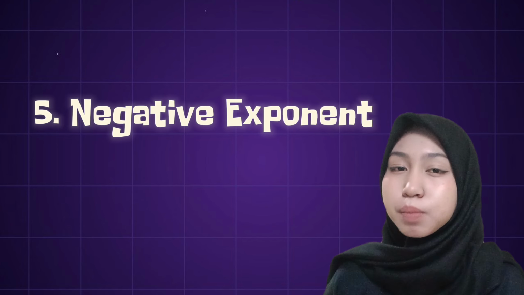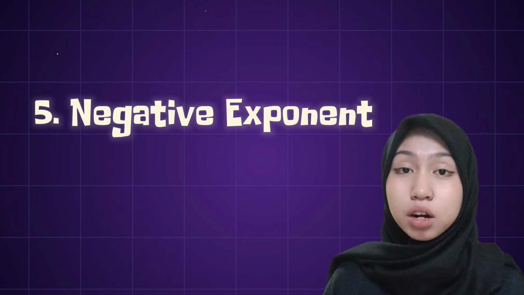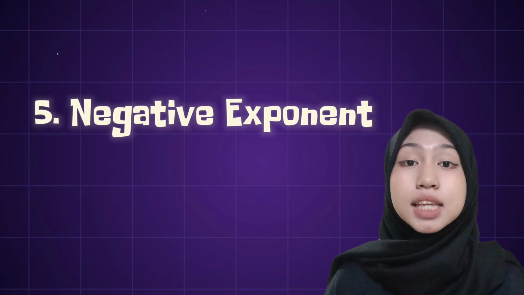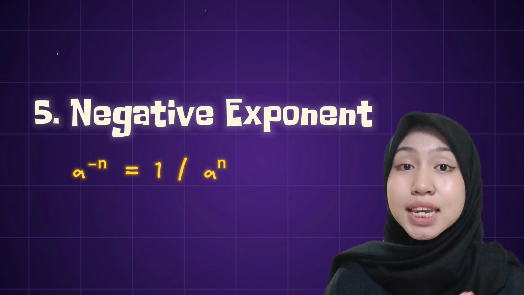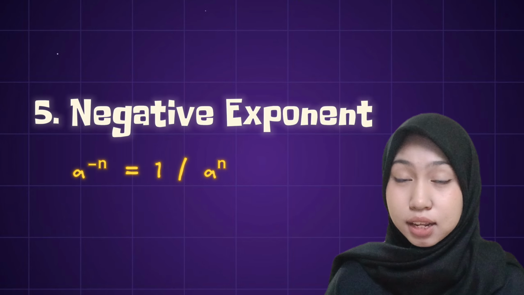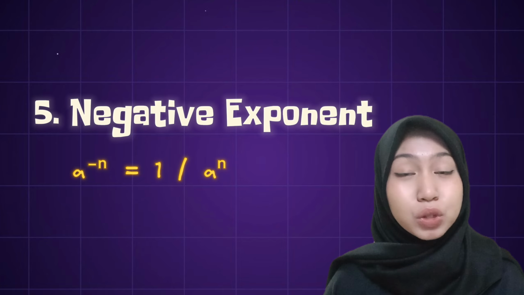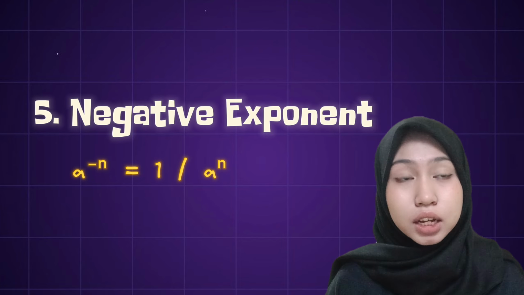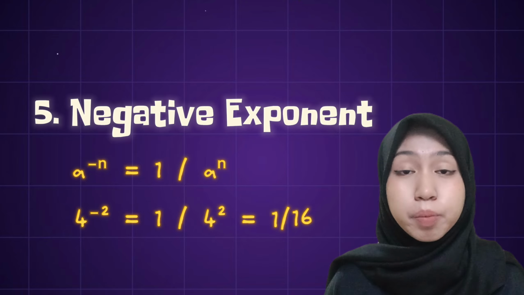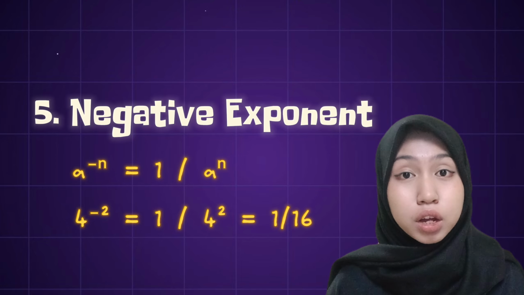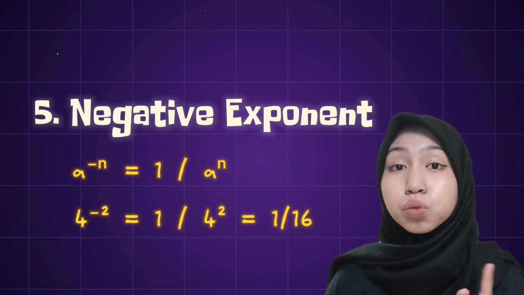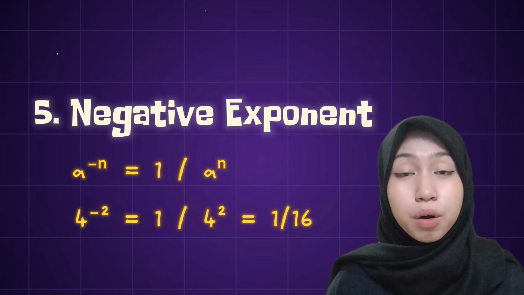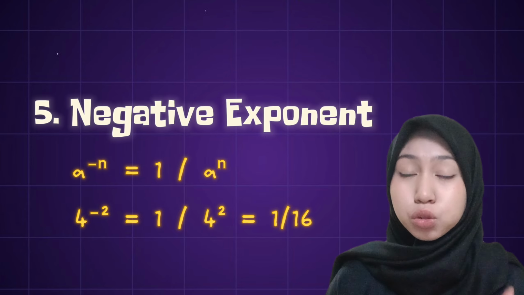Negative exponents mean flip the number. The formula is a to the power of negative n equals 1 over a to the power of n. For example, 4 to the power of negative 2 equals 1 over 4 to the power of 2, which is 1/16. The next material is roots.